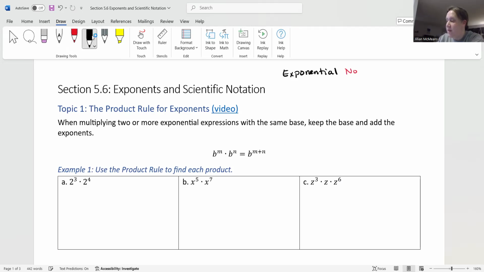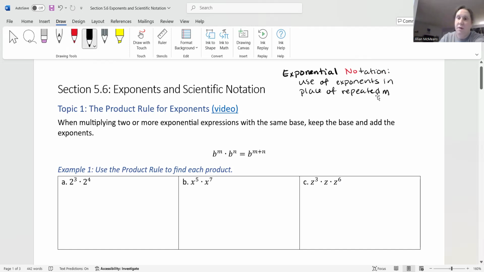I have no idea why that just all of a sudden switched to red. So exponential notation is the use of exponents in place of repeated multiplication. I've got a little picture of my face in the way. Let me scoot it. Repeated multiplication. So that is quite literally what exponents are. They're kind of a shorthand way of representing repeated multiplication.